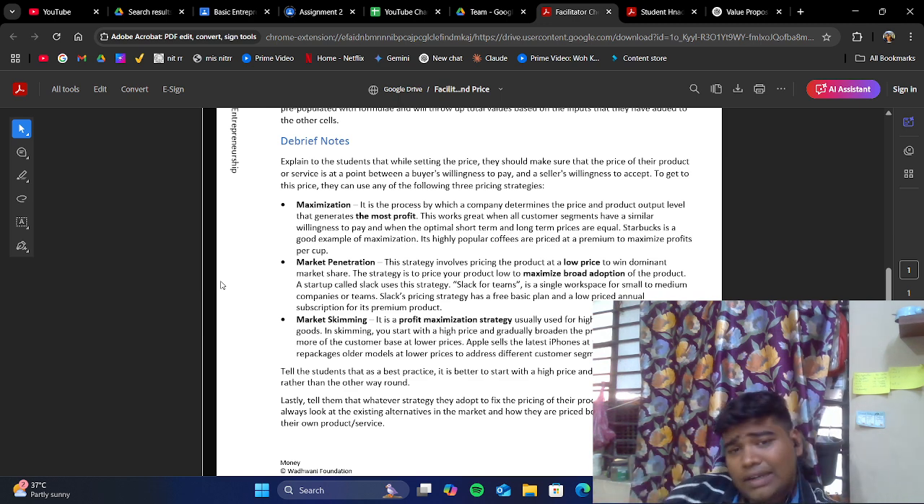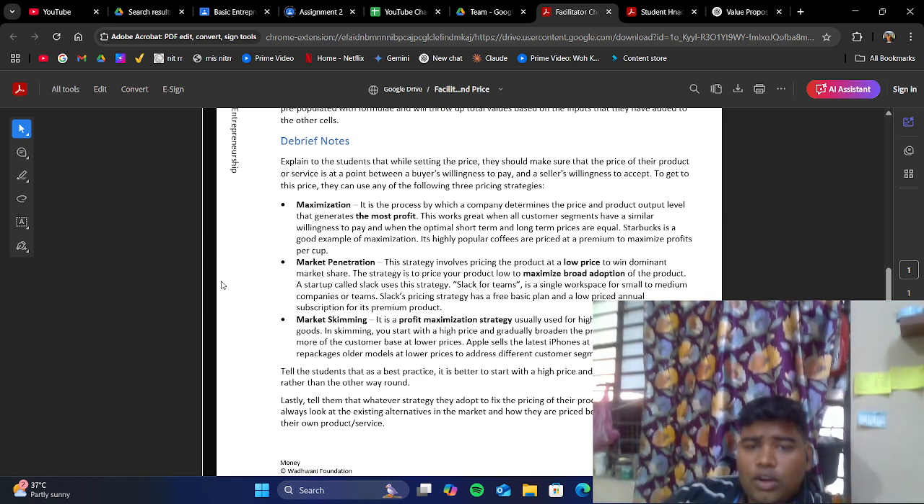Market penetration is the strategy involving the pricing of the product at a low price to win the dominant market share. This strategy is to price your product low to aim at broad adoption.